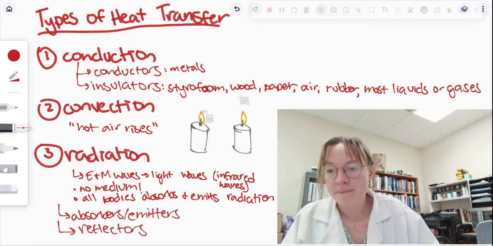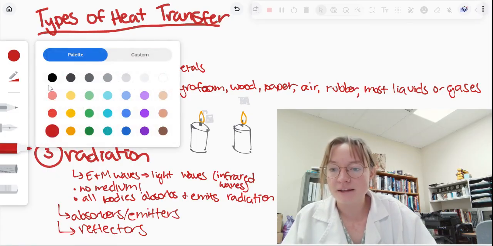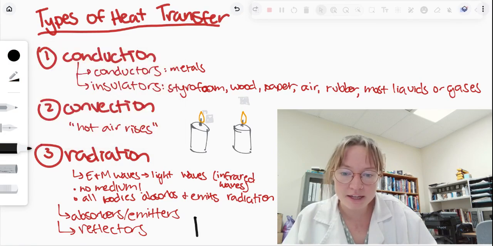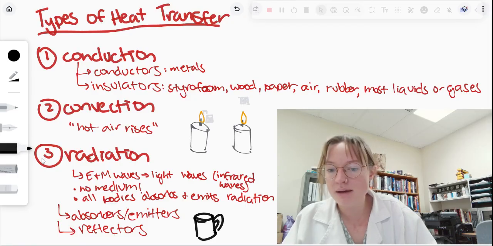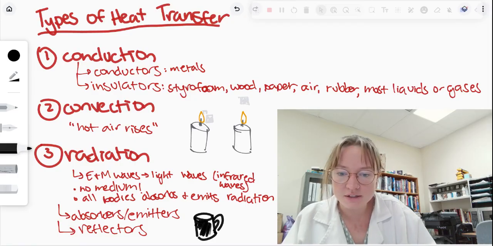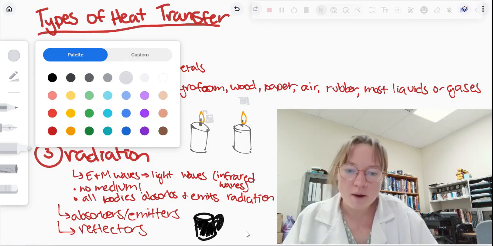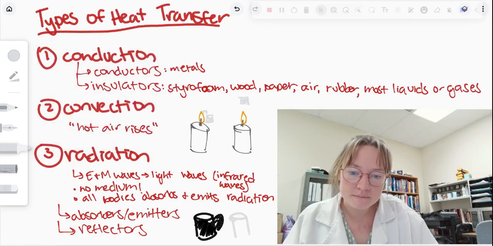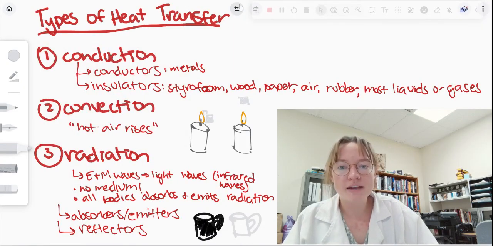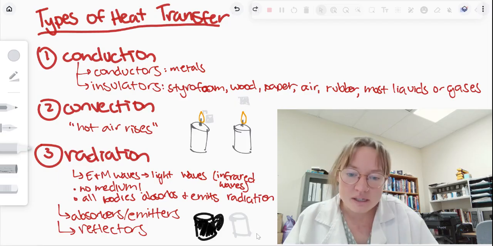Question for you. If you poured a cup of coffee into a black mug, and then you poured the same amount of coffee into a white mug, which coffee would cool down first? Take a quick guess.